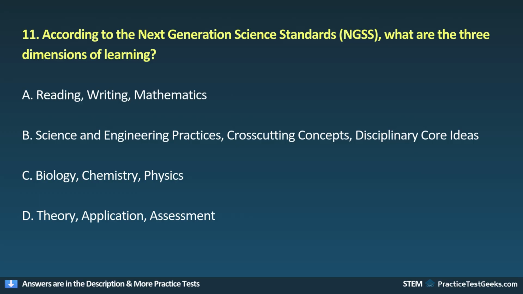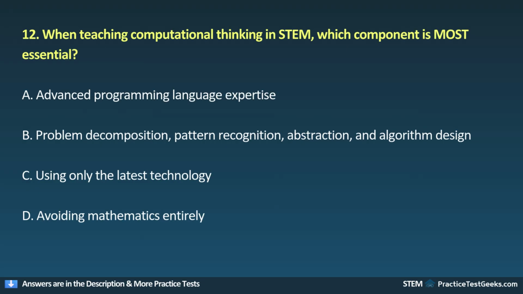11. According to the Next Generation Science Standards, NGSS, what are the 3 dimensions of learning? A. Reading, writing, mathematics. B. Science and engineering practices, cross-cutting concepts, disciplinary core ideas. C. Biology, chemistry, physics. D. Theory, application, assessment.